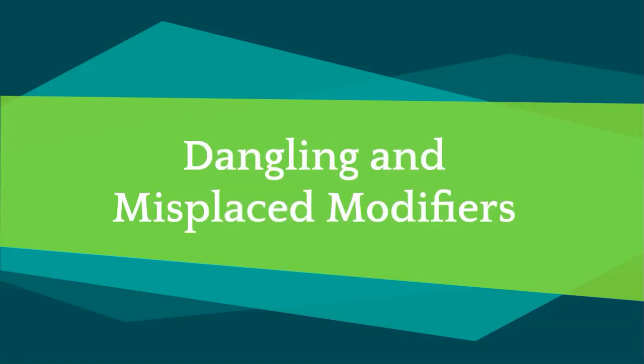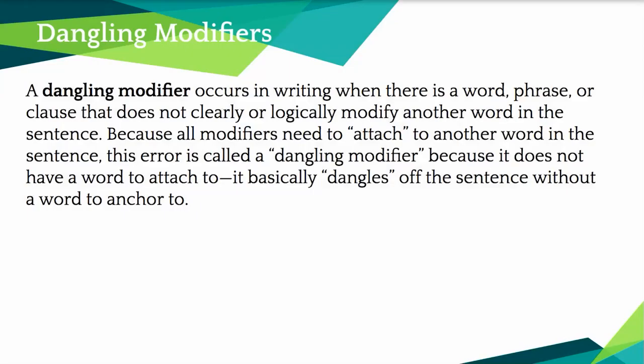In this video, you will learn how to correct errors with dangling and misplaced modifiers. A dangling modifier occurs in writing when there is a word, phrase, or clause that does not clearly or logically modify another word in the sentence. Because all modifiers need to attach to a word in the sentence, this error is called a dangling modifier because that modifier kind of just hangs out. It doesn't have a word to attach to. It kind of dangles off the sentence without something that it can anchor to.